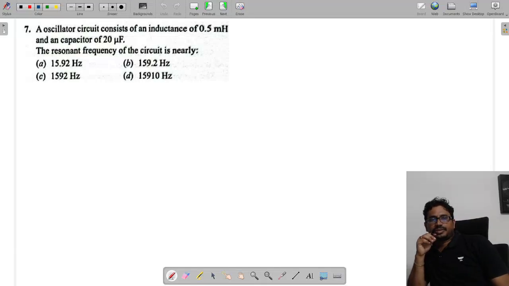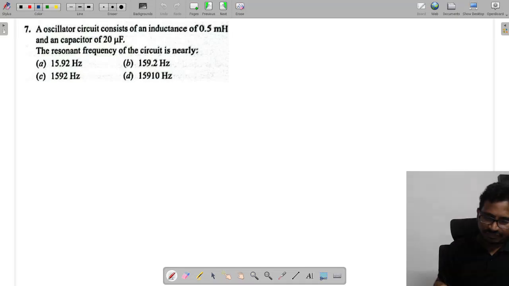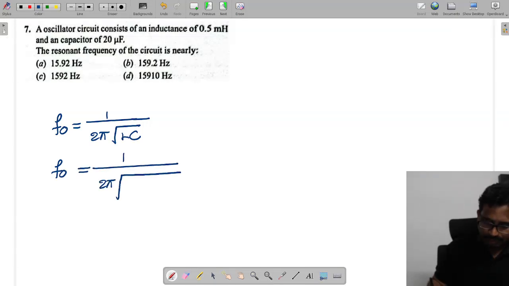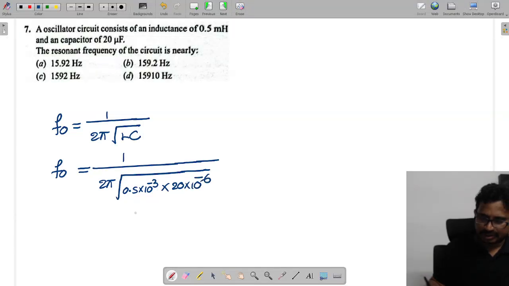An oscillator circuit consists of an inductor and a capacitor. They ask you to find the resonant frequency. The resonant frequency F0 is given as 1 by 2 pi into square root of LC. The L value is 0.5 into 10 power minus 3, and the C value is 20 into 10 power minus 6.